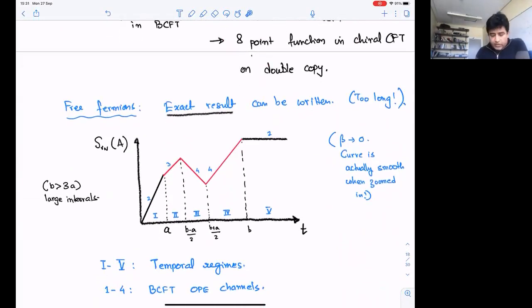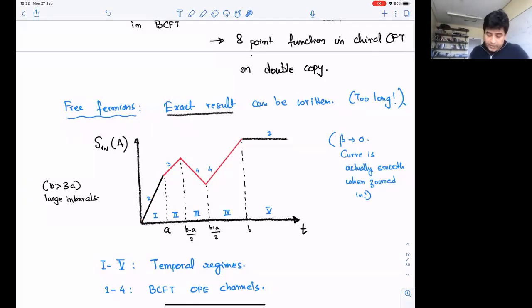So for large intervals, you see this highly non-monotonic behavior for the von Neumann entropy. At early times, we have identified or broken up into five distinct temporal regimes. At early times, we have linear growth, followed by a slightly slower linear growth, then surprisingly a dip and then an increase, and then finally saturation. So these are five distinct temporal regimes. Now, each of these regimes, if you look at the curves, I've labeled with Roman numerals, and the different portions of the curves themselves are labeled by just numbers.